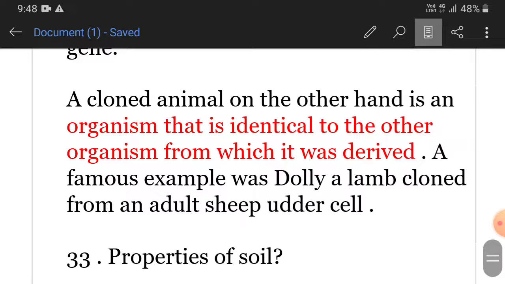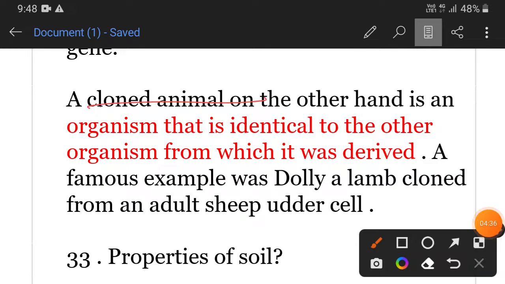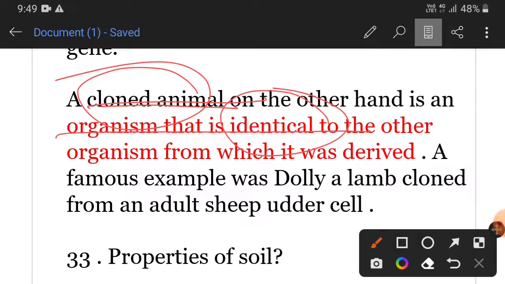And now let's talk about the cloned animal. What is the meaning of cloned animal? Try to remember, we have talked about cloning, right? So the cloned DNA should be identical with the DNA from which it is cloned, right? That is the idea. Also in the case of a cloned animal, a cloned animal will have the same genetic makeup, an identical appearance with the organism from which it was derived.